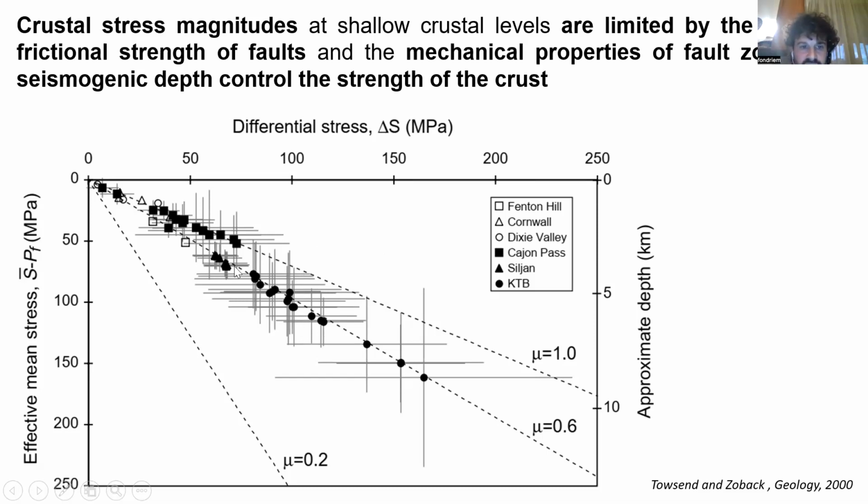This is another piece of evidence that these things are true. These are data coming from the seminal paper of Townend and Zoback, which shows basically measurements of stress, deep measurements of stress in the crust, at different depths and different locations. And you can see that basically they agree with this kind of frictional behavior, this Byerlee frictional value. So the point here, just to stress again, is that the magnitude of stress in the shallow crust is controlled by the frictional strength of the fault, so by frictional behavior. And the other important point is that the mechanical properties and the strength of the fault at the base of the seismogenic zone is the one that controls the strength of the crust.